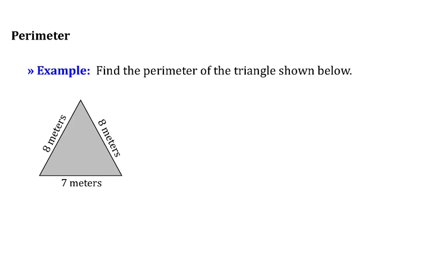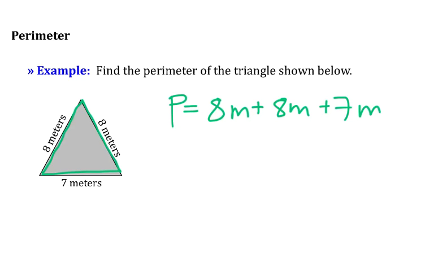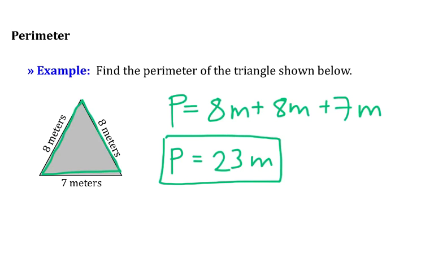Now our third example asks us to find the perimeter of a triangle. So now we are working with a shape that has 3 sides, but again we're just walking around the outside. So it looks like I'm going to be adding 8 meters with 8 meters again, and then I have 7 meters, so I'm adding these 3 sides. So 8 plus 8 plus 7 gives us 23 meters as the perimeter of this triangle. So perimeter is really just walking around the outside of a shape.